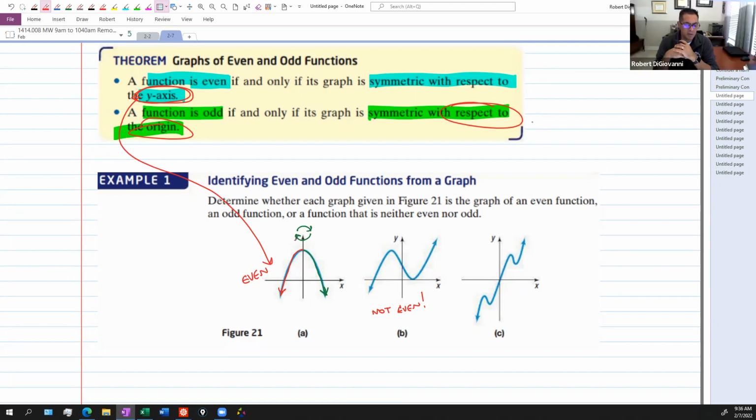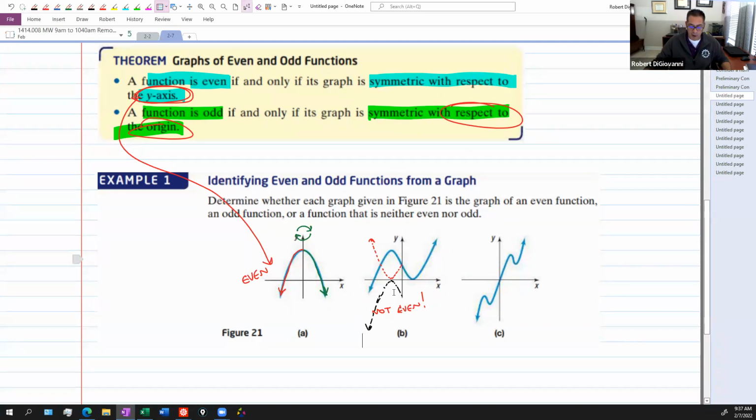Yeah, symmetric with respect to the origin means it's a reflection over the y-axis and then the x-axis, a double reflection. So let's take this and reflect it over the y-axis first, right? It would go like that. We know that it's not that. But now take that dotted part and reflect it over the x-axis. And if we do that, it would look like this. Do y'all see that? It's a double reflection over y, then over x.